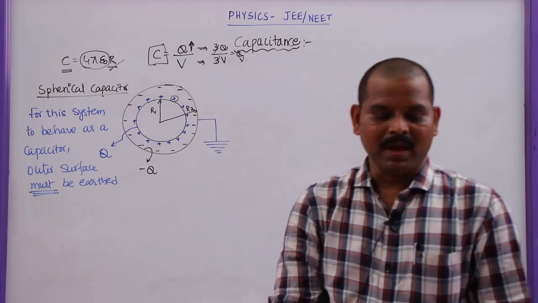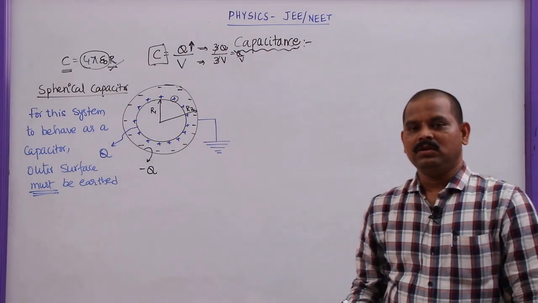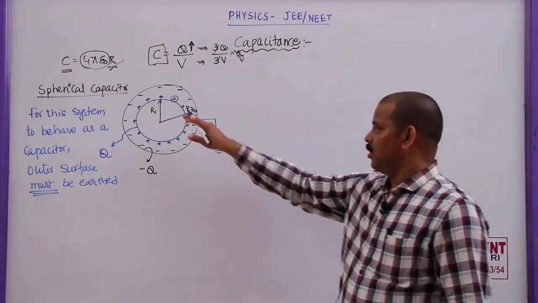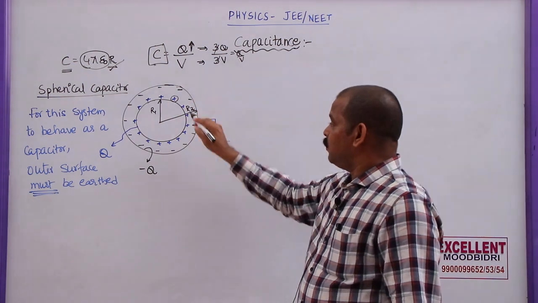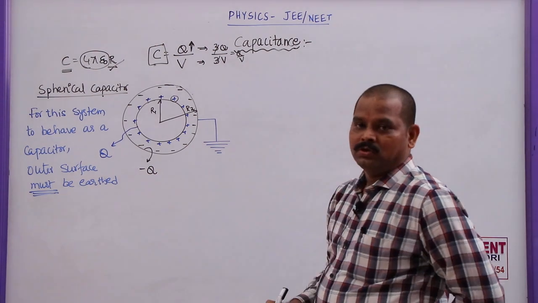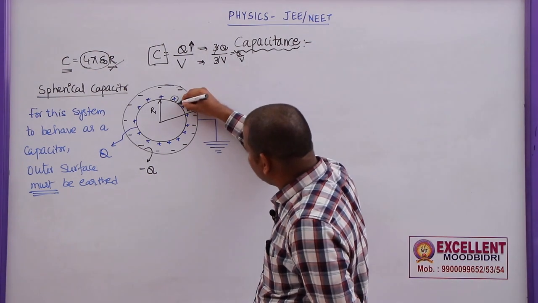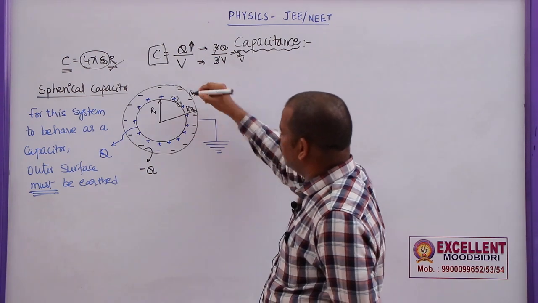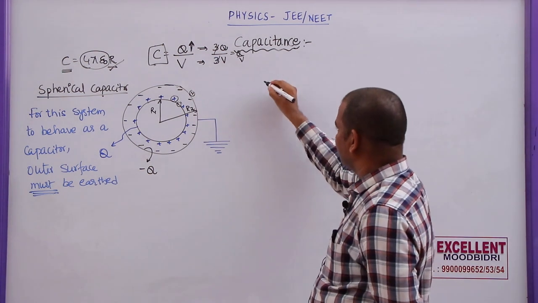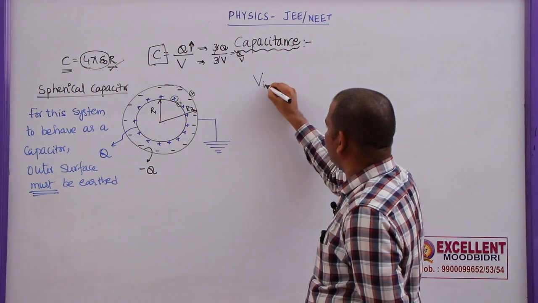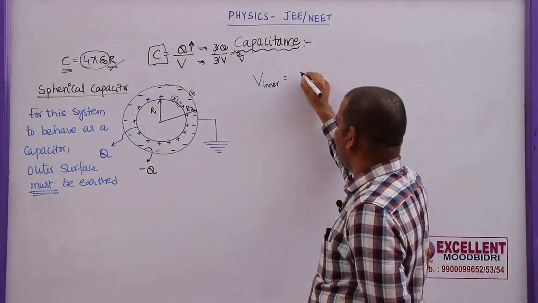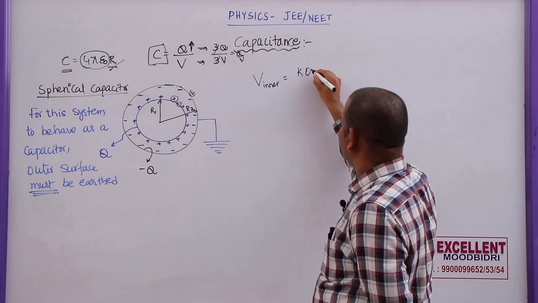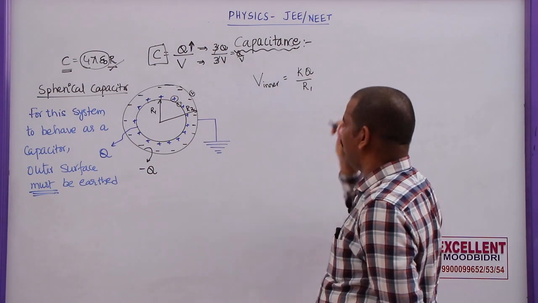To find out the capacitance, the formula is C is equal to the charge on any one of the conductors, either positive or negative, divided by the potential difference between these two. So, here let me take a point here. What is the potential on the first surface and what is the potential on the second surface? The potential on the inner surface is given by 1 by 4 pi epsilon naught q by r, that is k q by r1.